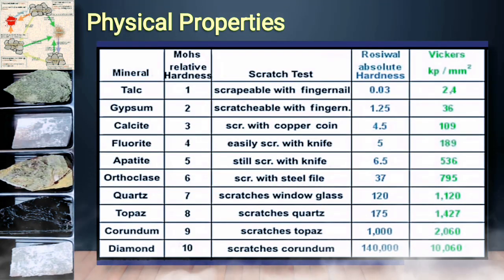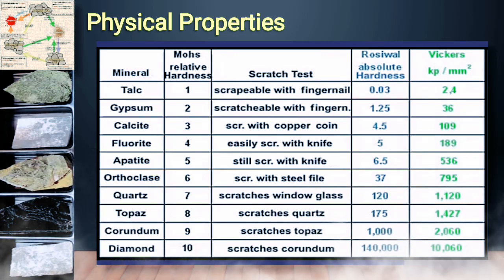Okay, so in working with hand samples without specialized tools, mineral hardness is specified by the Mohs hardness scale, also by residual absolute hardness and Baker's hardness test. The Mohs hardness scale is based on reference minerals from talc, the softest, with a Mohs hardness of 1, to diamond, the hardest, with a Mohs hardness of 10.